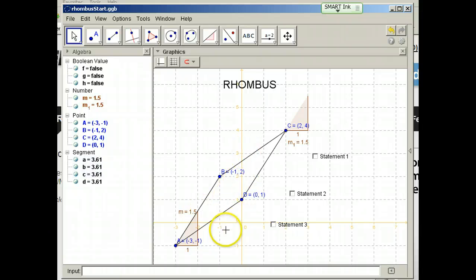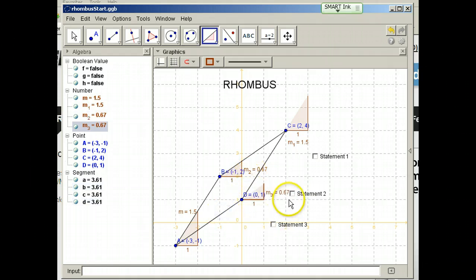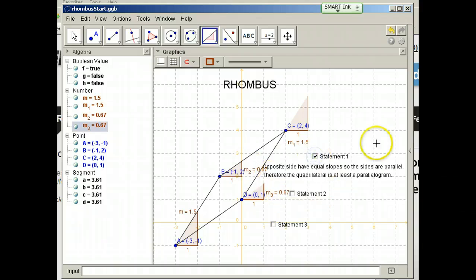Now the other pair of sides also need to have equal slopes and be parallel, so we'll also find the slope here, 0.67, and the slope here, also 0.67. So what have we shown? We've shown that this pair of sides have equal slopes, and therefore they are parallel. So we have shown that opposite sides have equal slopes so that the sides are parallel. Therefore, the quadrilateral is at least a parallelogram. So we know that we have a parallelogram.